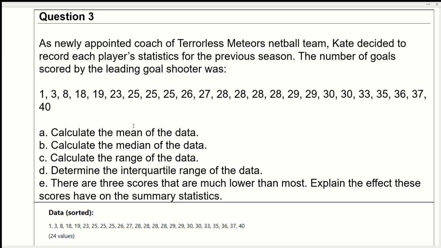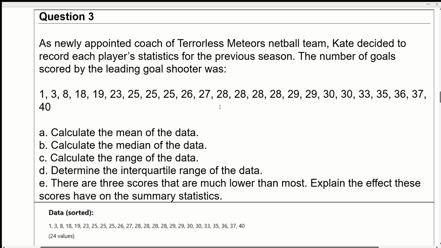So take a few minutes to read the following question, and then we'll get started. You can pause the video to even try it if you like. All right. Okay, so let's have a look at this question. It says, as newly appointed coach of Tyrole's Meteorers netball team, Kate decided to record each player's statistics for the previous season. The number of goals scored by the leading goal shooter was this. You have to calculate the mean, median, range, interquartile range of the data, and there are 3 scores that are much lower than most. Explain the effect these scores have on the summary statistics.